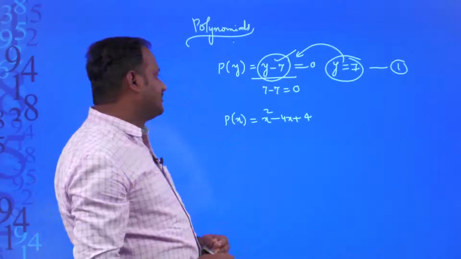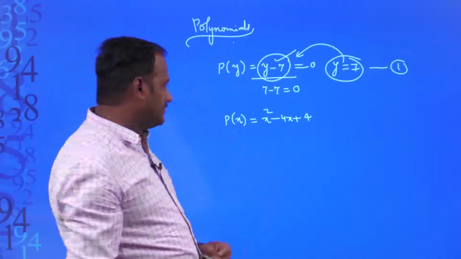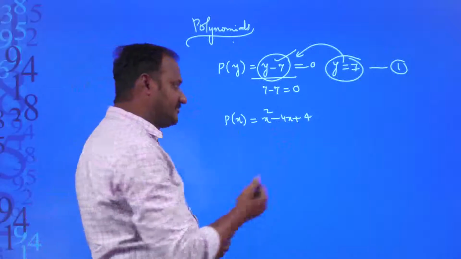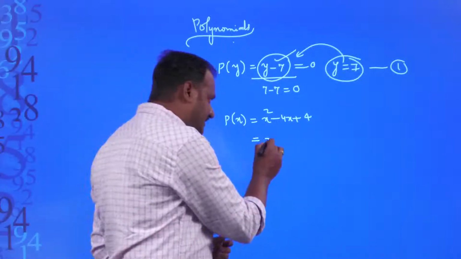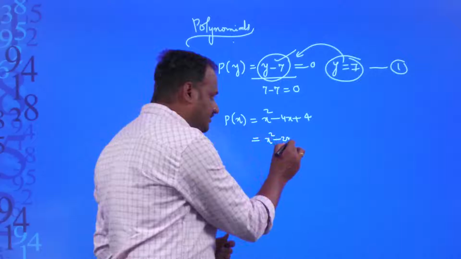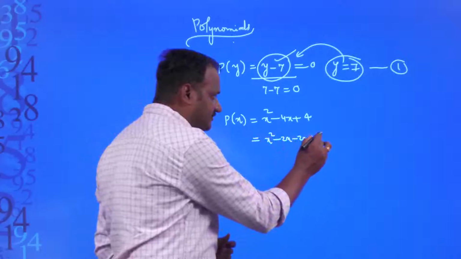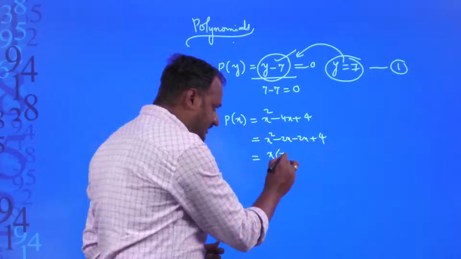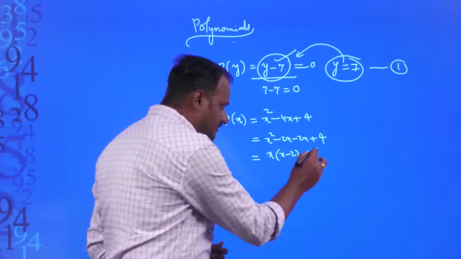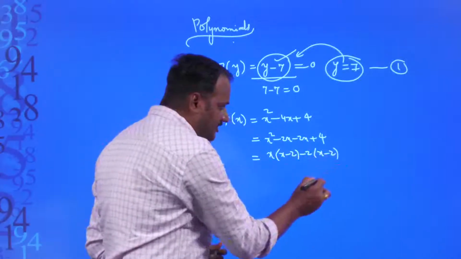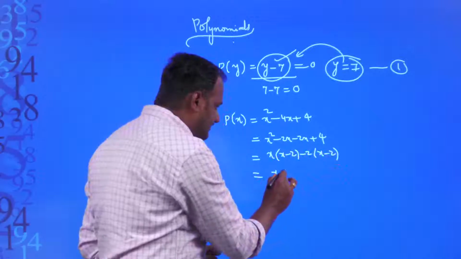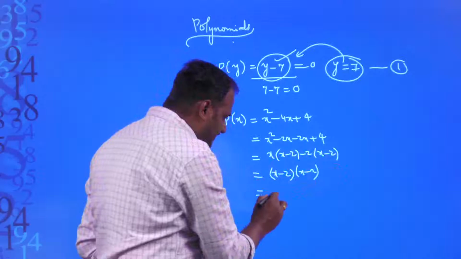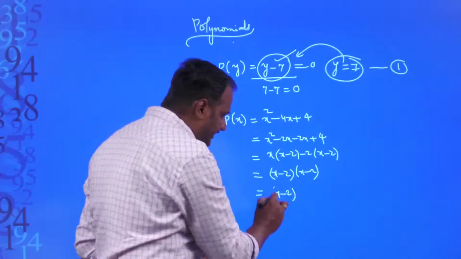P of x is equal to x square minus 4x plus 4. Then, if I factorize this x square minus 4x plus 4 by our splitting middle term method, then I get x square minus 2x minus 2x plus 4. So, from the first two terms I can take x common, remaining x minus 2, minus 2 common, remaining x minus 2. So, totally I can write it as x minus 2 times x minus 2. X minus 2 times x minus 2 means x minus 2 whole square.